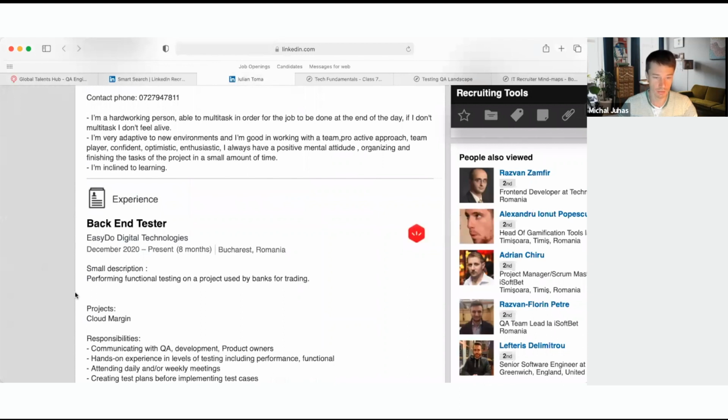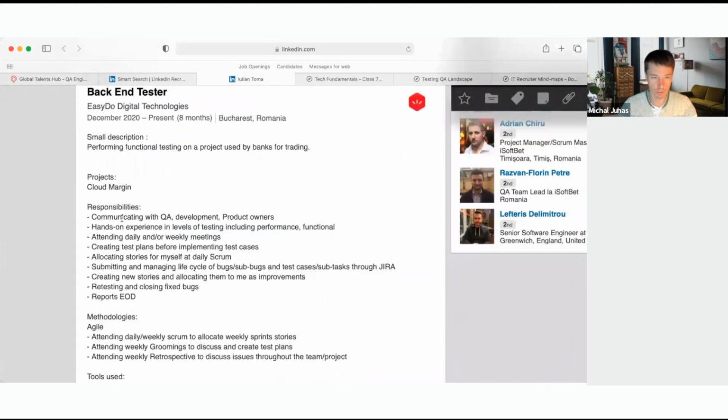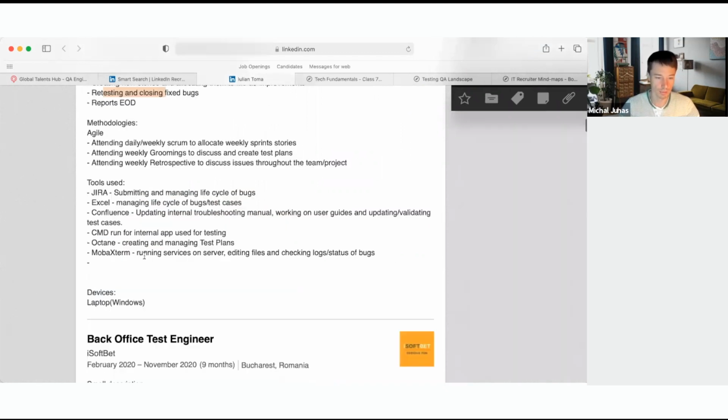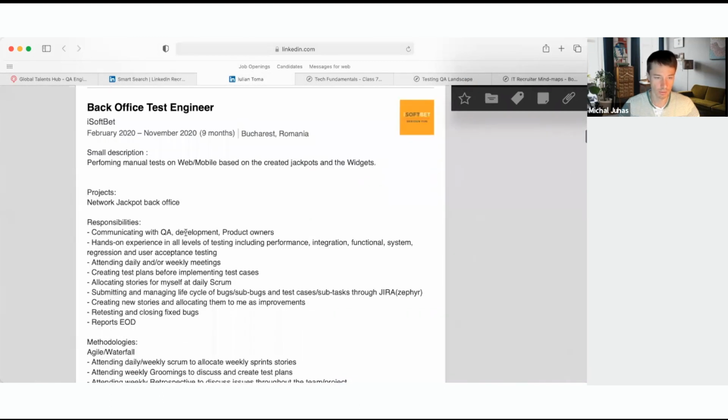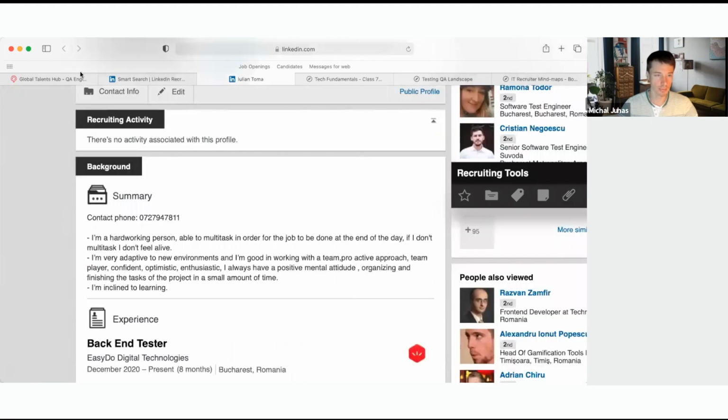Ooh, good observation. Let's actually check if he's not a team lead yet. Backend tester, no. He's communicating with QA, product owners, hands-on experience, creating plans, allocating stories, reporting, closing bugs. So no, now he's not the team lead yet, which is actually good, right? In our particular case. So that's all good. Back office test engineer. Even before, he hasn't mentioned anything about leading a team. So all good on this end.